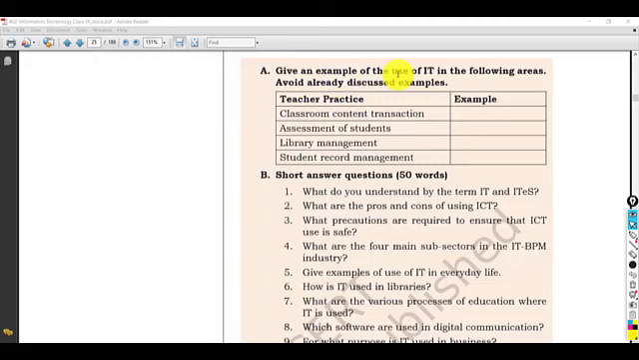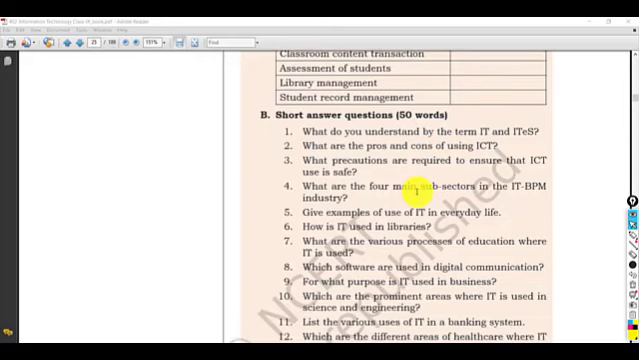Give an example of the use of IT in the following areas. Avoid already discussed examples. Clear? Classroom content transaction, assessment of students, library management, students' record management. Which type of application are we using for such types of work? You write the examples only. These are the short questions.